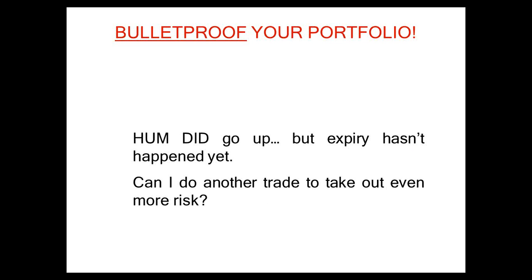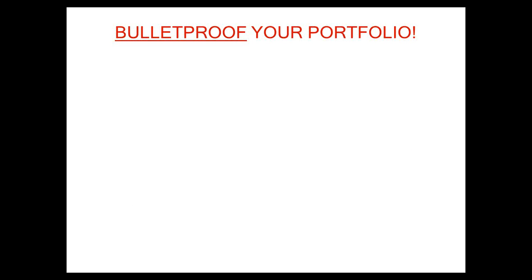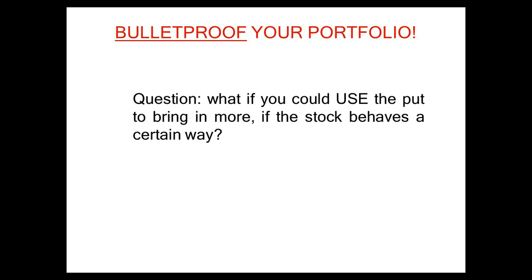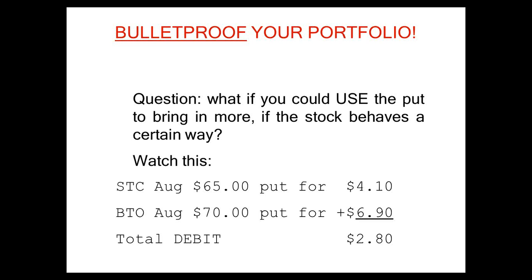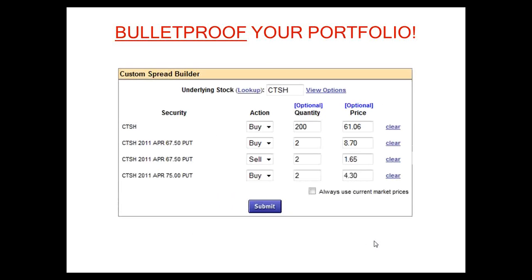But Mike, as Humana was going up, you saw me do another trade to take out even more risk, didn't you? That's right. You had the income method number 6 in place, and then it continued to move up, and you decided to make another adjustment. Some folks have the objection that when you buy a put, that cuts into your profits. Well, watch this. I'm going to use the put, selling to close that August $65 put, and in its place buying to open an August $70 put. That would be a net debit of $2.80.